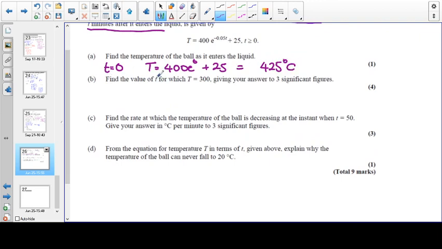Find the value of little t, so the value of time for which the temperature is 300. So we're going to solve for little t where big T is 300. We know T is 300, it's little t that we don't know. So 300 equals 400 e to the minus 0.05 t plus 25. So we just need to make that the subject. So let's take off 25.